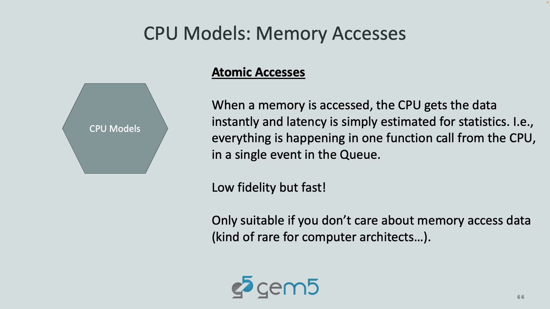Atomic: when a memory is accessed, the CPU gets data instantly and the latency is simply estimated for stats. I don't even like this last part of the sentence because estimation is still bad. Anyway, it just does this little multiplication. I guess this might have been like a second or something. Everything happens in one function call for the CPU in a single event in the queue. Low fidelity but fast. Only suitable if you don't care about memory access data.